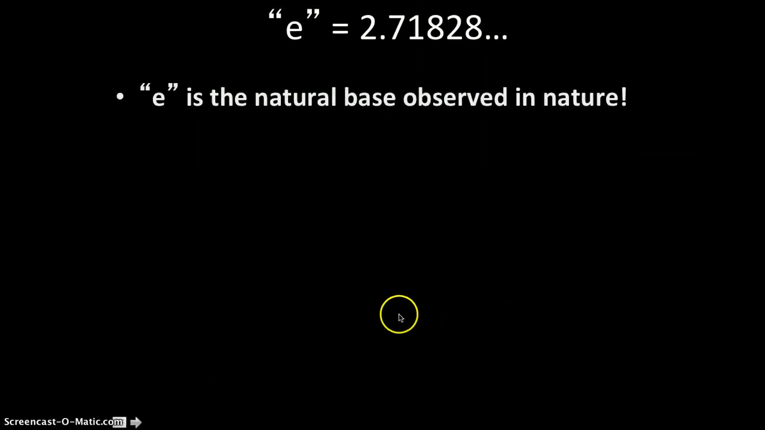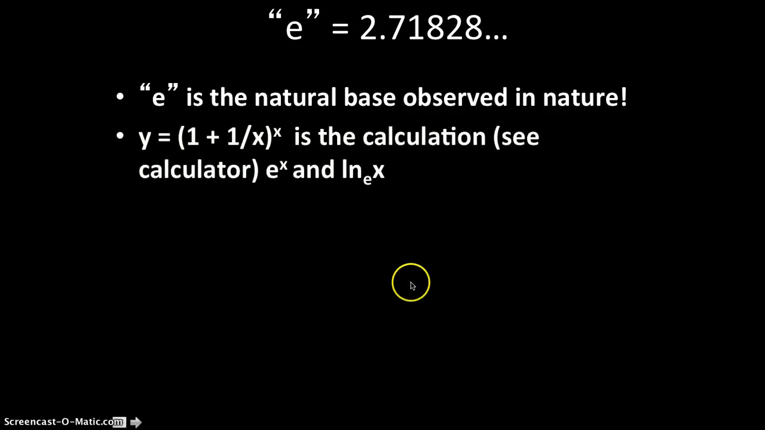And the last thing we'll talk about is E. E is the number 2.71828. This is the natural base that's observed in nature. We saw it in population growth. We also see it in radioactive decay. We also see it in the growth of animal populations. The actual formula is here.